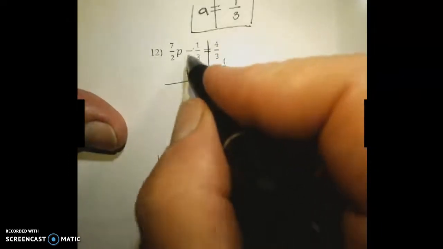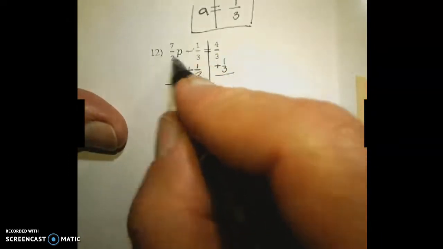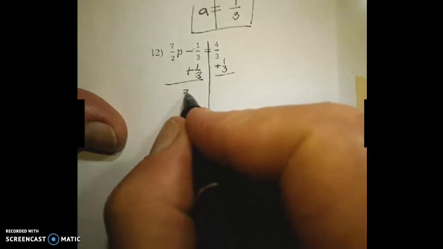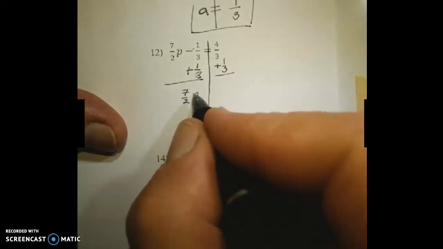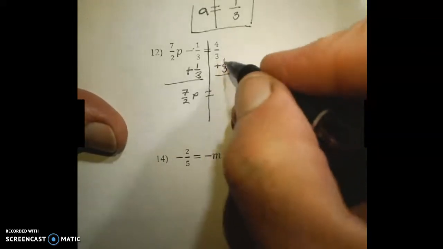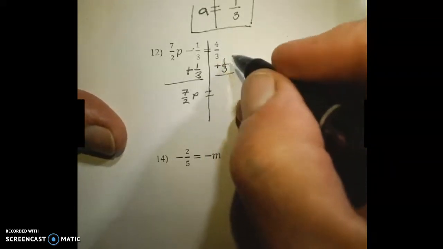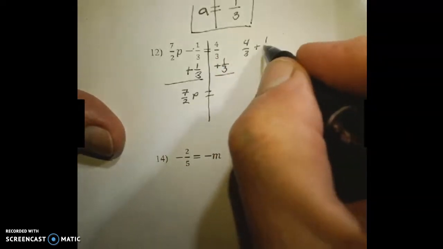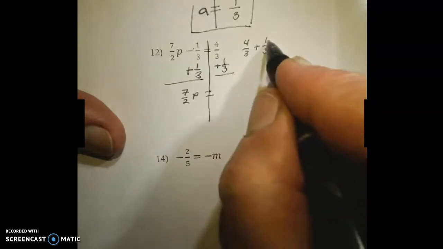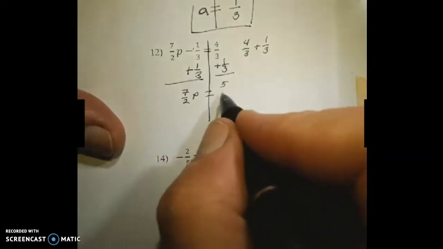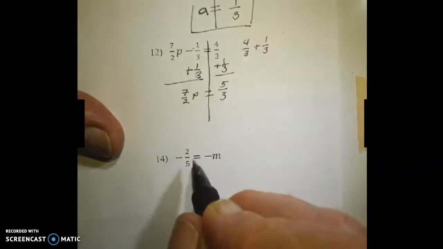Okay, on the left, this is 0. It goes away. You did what you wanted. You got the p more by itself. You have 7/2 p equals, on this side, to add and subtract fractions, you need a common denominator. These are common denominators. You have 4/3 plus 1/3. You just add the numerators. 4 plus 1 is 5, and you keep that denominator, 5/3.